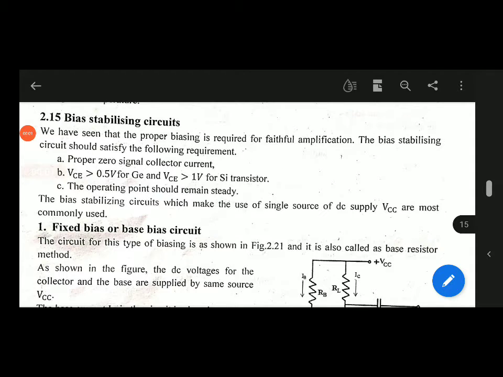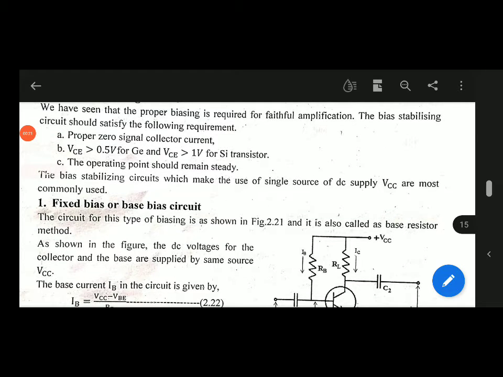Hello students, in the last lecture we discussed faithful amplification, and in this lecture we will discuss the bias stabilization circuit. We have seen that proper biasing is required for faithful amplification. The bias stabilization should satisfy the following requirements.